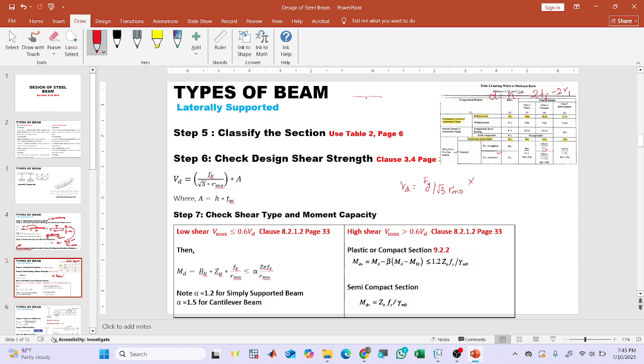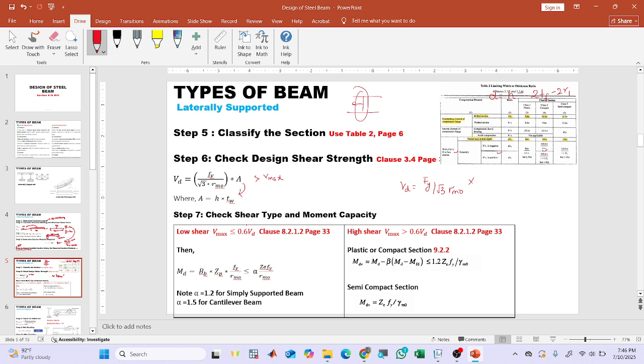In an I section, mostly the shear is taken by the web, so we will take the area of the web, and the area of the web will be H into tw. So the shear strength is Fy divided by root 3 gamma m naught times the shear area. If this value is greater than Vmax, then it is safe in shear also.